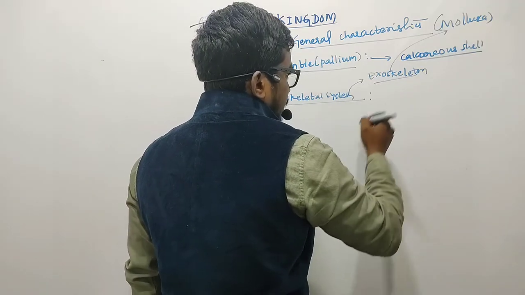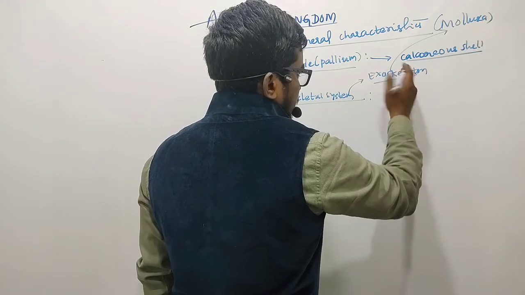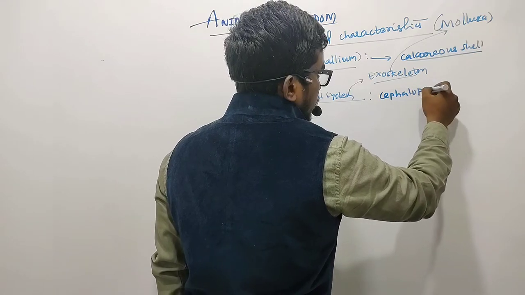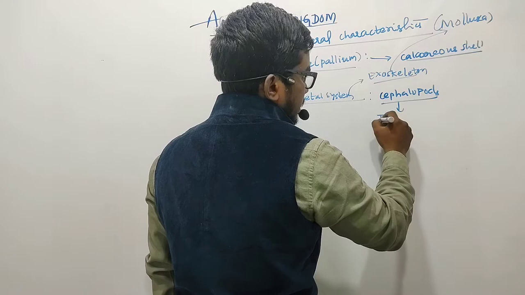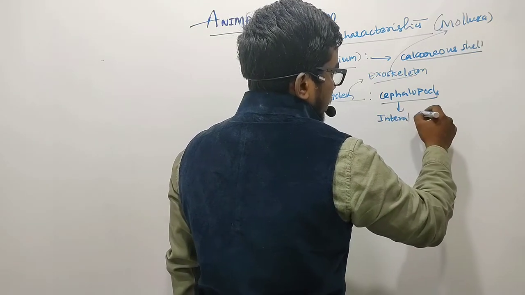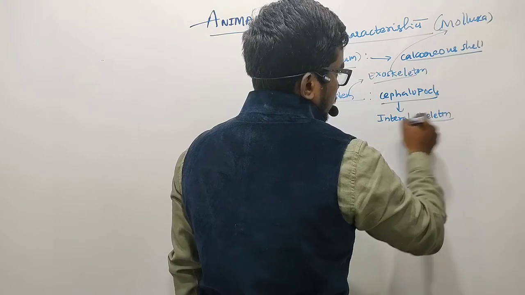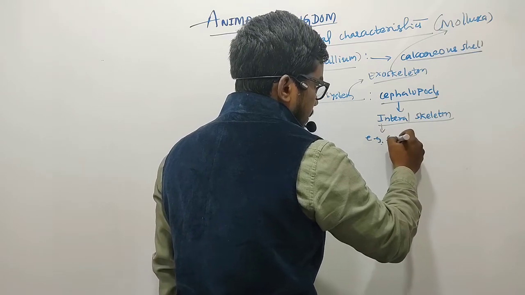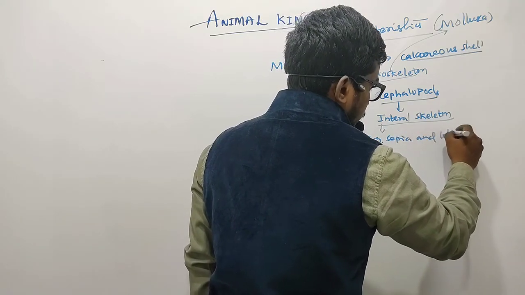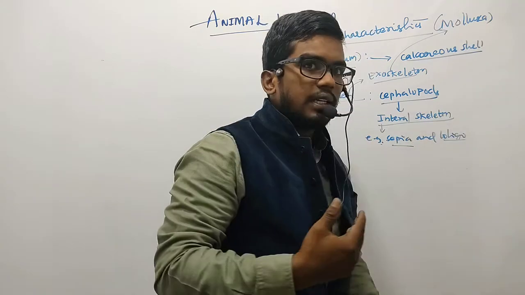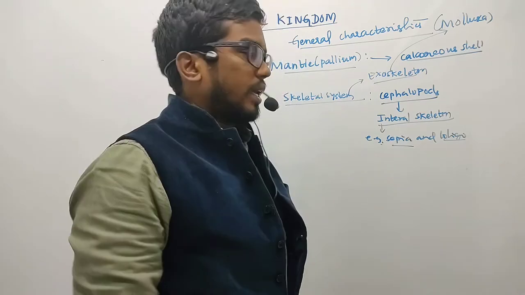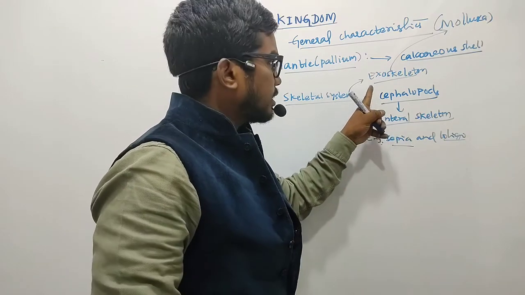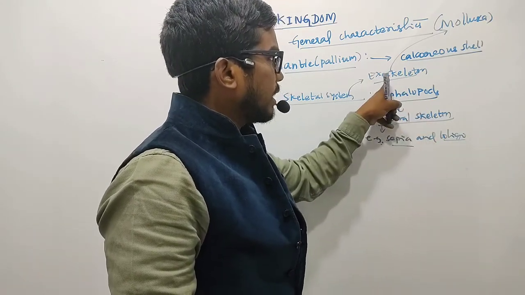So say for example, we have the class Cephalopoda. This class does not have an exoskeleton. In fact, under this class, all the organisms have an internal skeleton. Let's say for example, Sepia and Loligo, which show the skeletal system inside their body, which is much different when compared to all the other classes of the molluscans. Remember, except the class Cephalopoda, all the other classes have an exoskeleton.